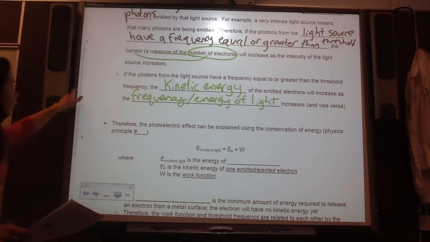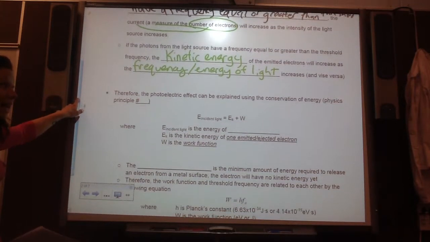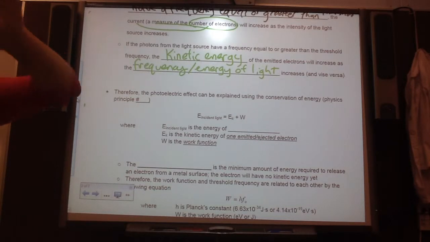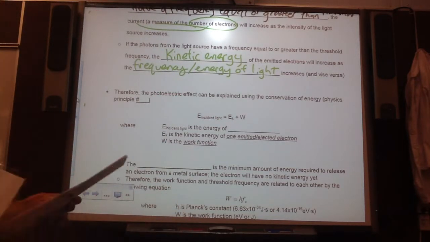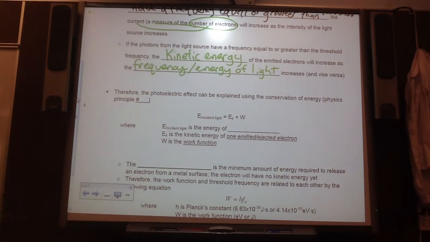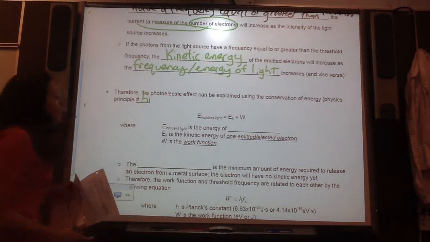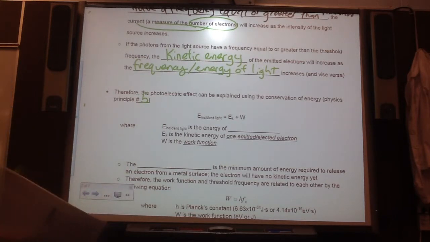So therefore, the photoelectric effect can be explained using the conservation of energy. Because it's like saying, if all of that energy from the photons goes toward the energy of the electrons being emitted, they should be equal if there's no loss of energy from any place. So what principle number is this? 5 indeed. So we're using the conservation of energy principle to make these calculations.